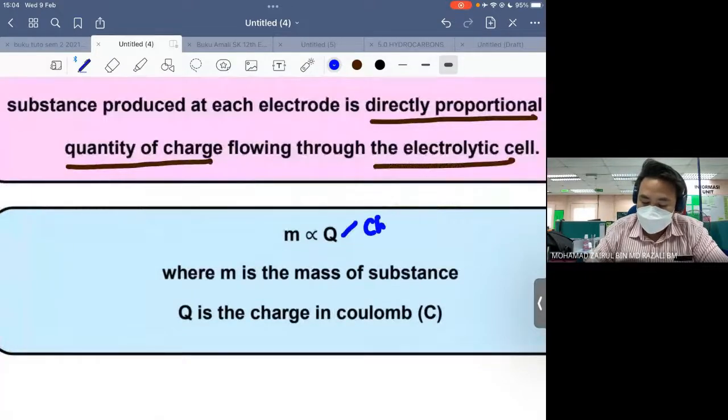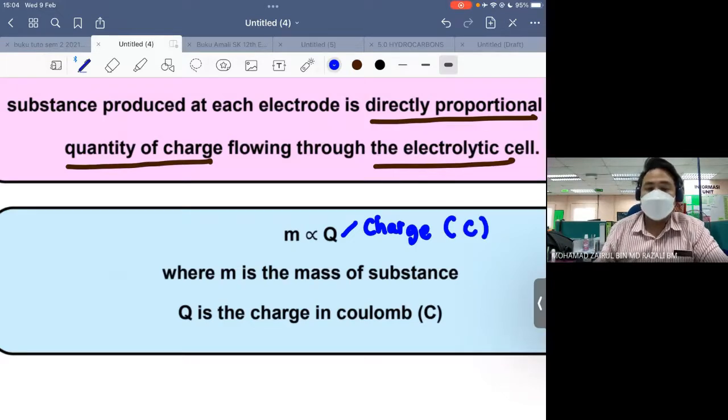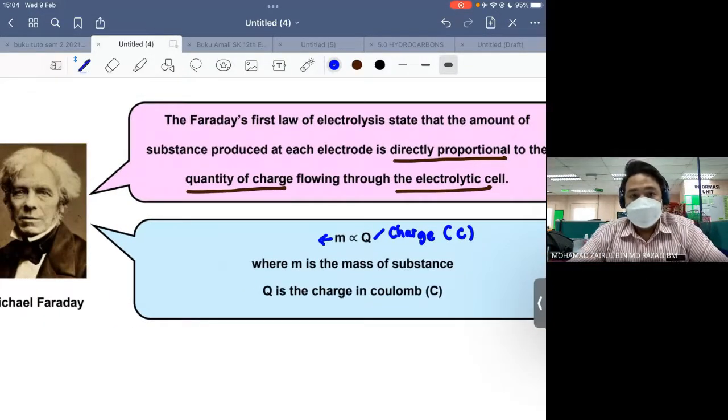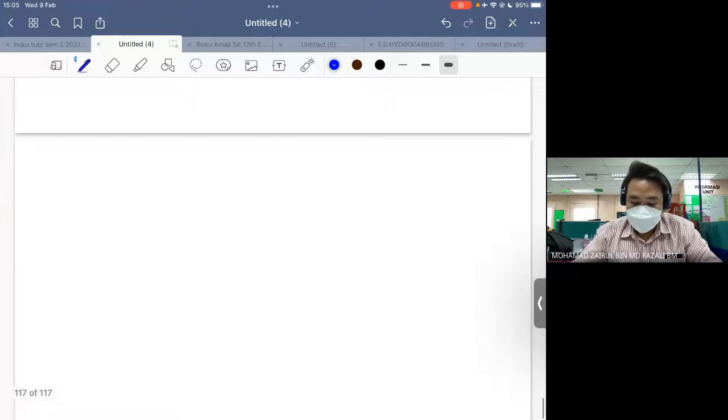is the charge. The charge we measure in coulomb, or capital C, where M is the mass of the substance. Tak kisahlah mass of the reactant ke ataupun mass of the product. So kita boleh determine berdasarkan the amount of charge yang kita supply. Tapi the amount of charge itu kita tak boleh determine directly, tapi kita boleh determine dia melalui current.